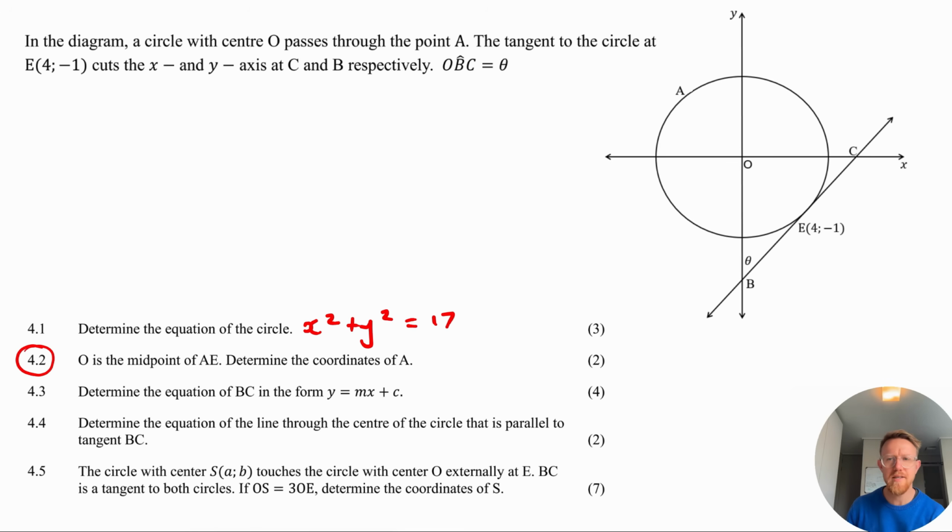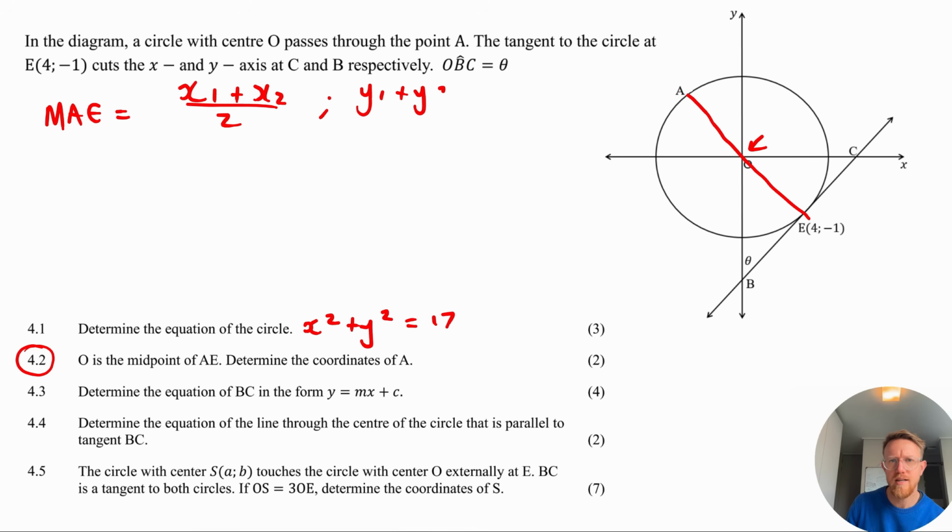This question: O is the midpoint of AE. Determine the coordinates of A. So what they're telling us is that if you have a line going through there, then O is the midpoint and A is the other point on the other side. So we can go use the midpoint formula. So we know that the midpoint formula, so let's say we wanted to find the midpoint of AE, well, that goes (x1 plus x2) divided by 2, and then (y1 plus y2) divided by 2. Now, we already know the answer for the x midpoint. The midpoint is over here, so we already know the x value there, it's 0, and the y value is also 0.